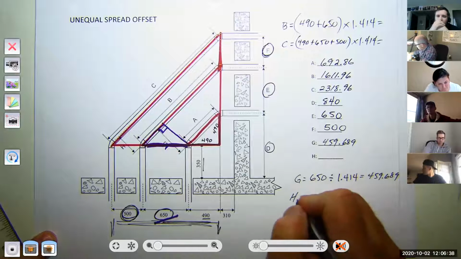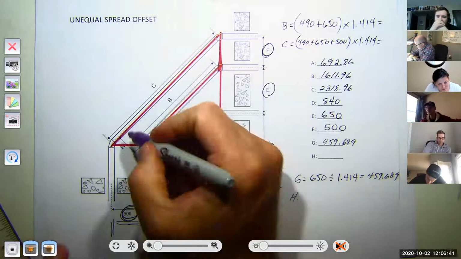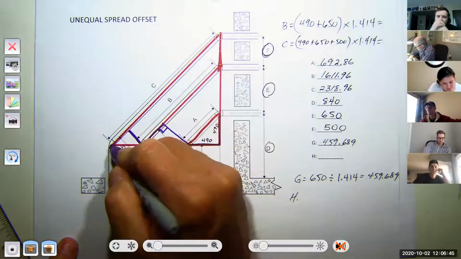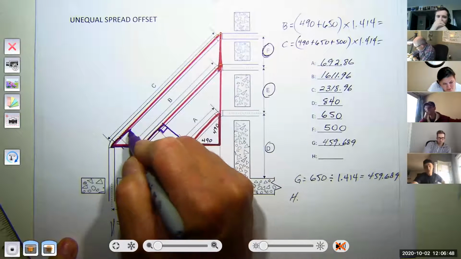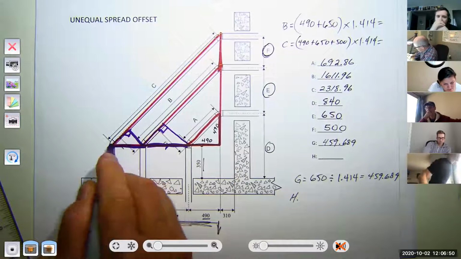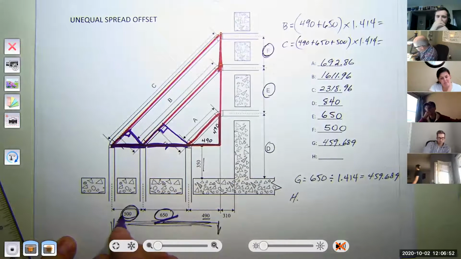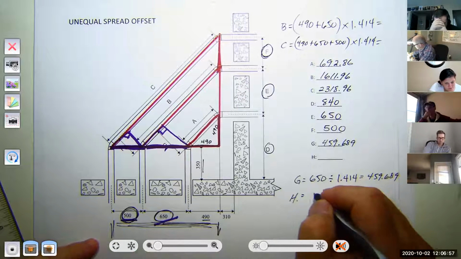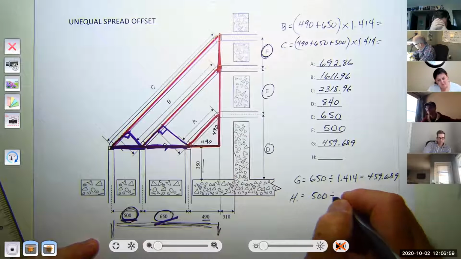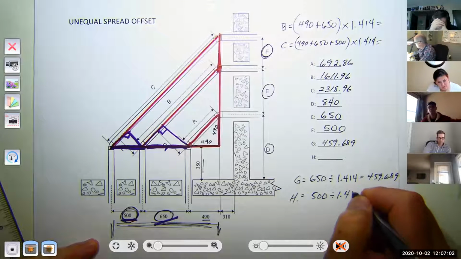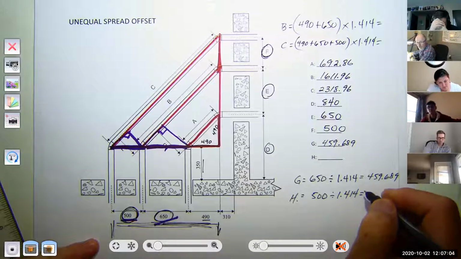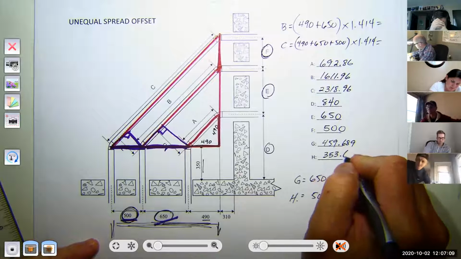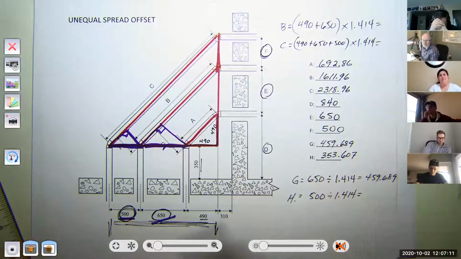And now H is the same. We want to know the spread across H here. So we draw a right angle triangle. There's the right angle. This is the travel right here. I have the travel at 500. Therefore, H is equal to 500 divided by 1.414. So that's 353.607.